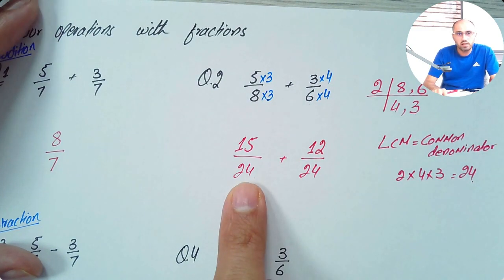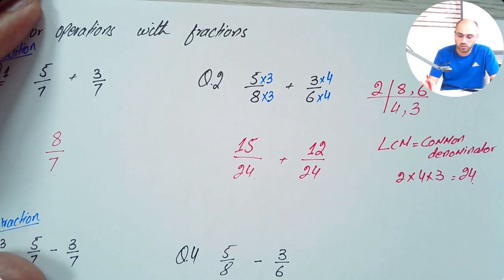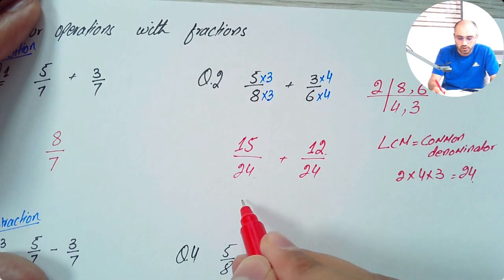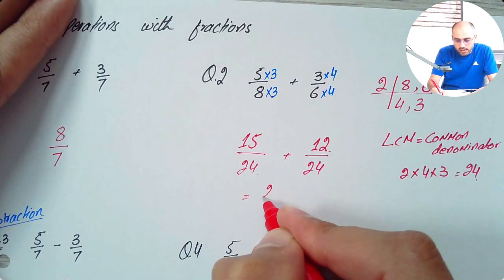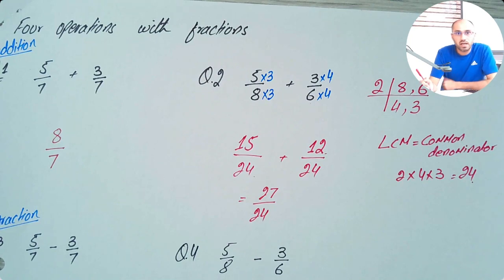Now I can see my 2 fractions have a common denominator, so I can add. But remember, when you add fractions, you only add the numerators. So in this case, when I add 15 to 12, it will change to 27 over 24. Now this is my answer.